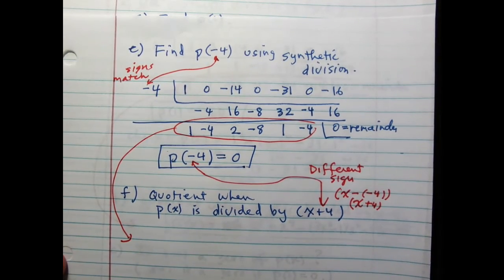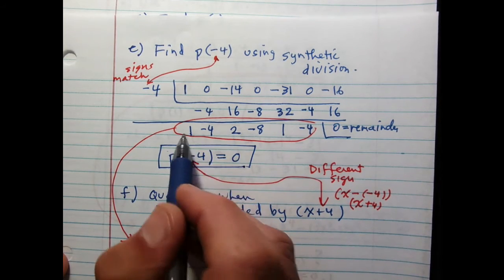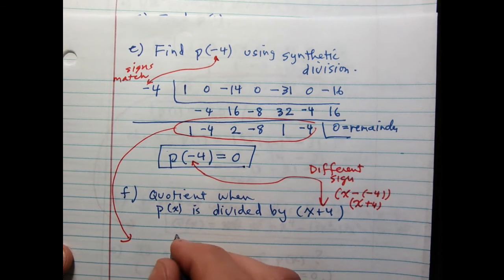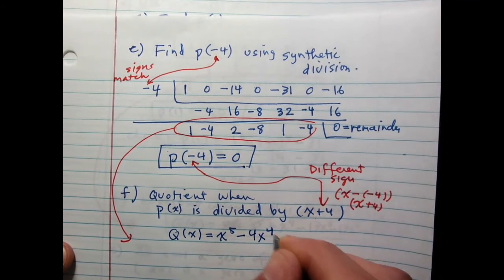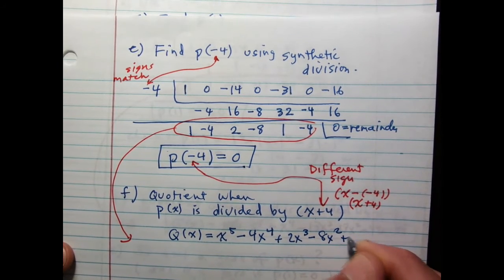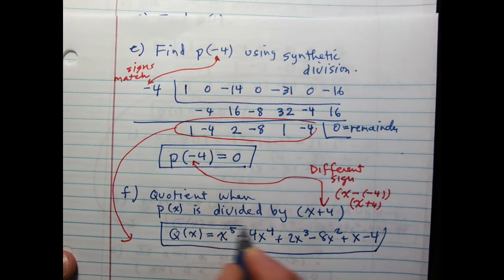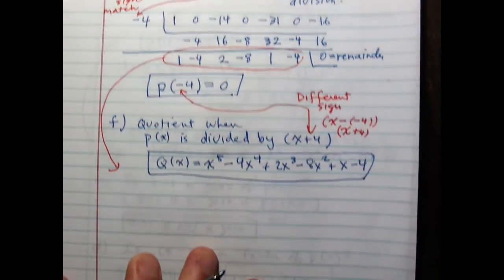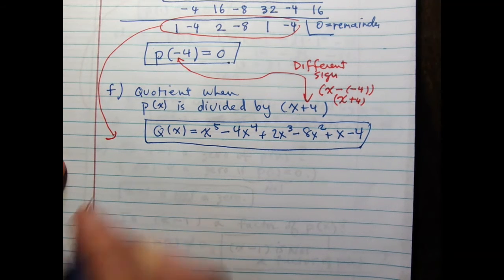And so we can just copy it down. I've got to start with my constant, first power, second power, third power, fourth power, fifth power. It's going to be x to the fifth. So this is a different quotient from before, but I'll still write q of x is x to the fifth minus 4x to the fourth plus 2x to the third minus 8x squared plus x minus 4. There's the quotient when P of x is divided by x plus 4. So that's kind of amazing that we have that list.